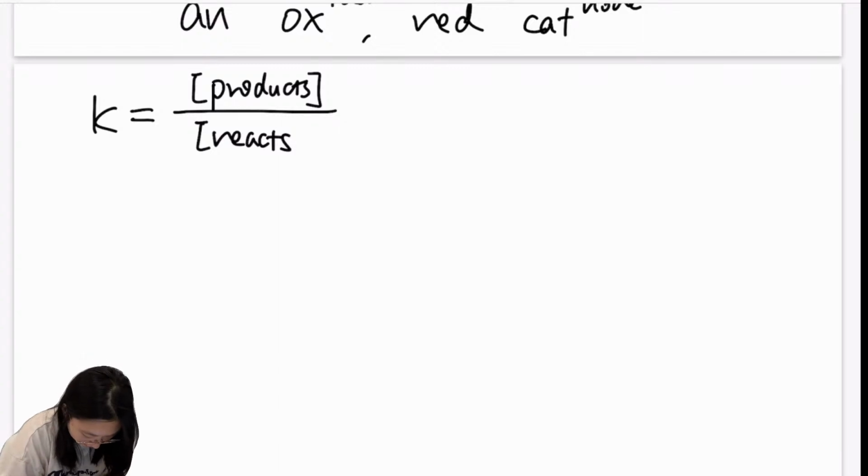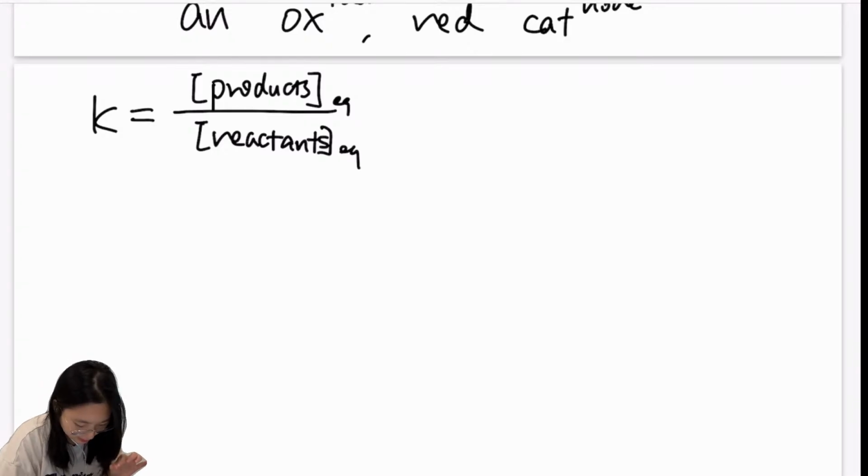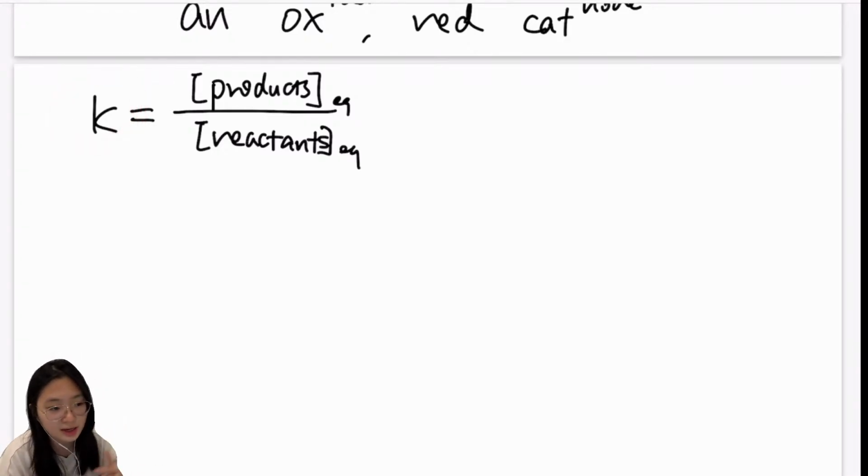The only difference between K and Q is that for K, you always use the concentration of the products and reactants at equilibrium. So at every single temperature, there is only one possible K value. But for Q, you can just plug in any concentration, so the initial concentration of the reactants and products, or the concentration of the reactants and products for now. So Q just represents where the equilibrium position is for now.